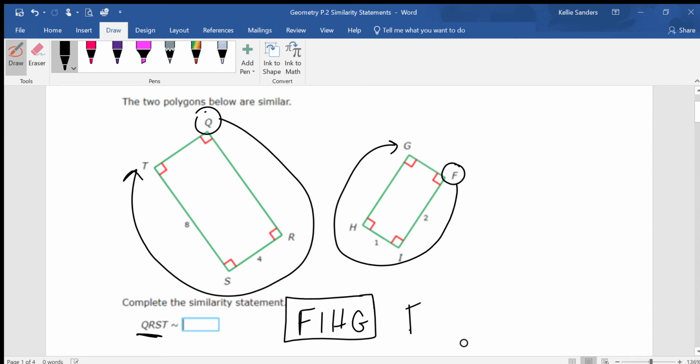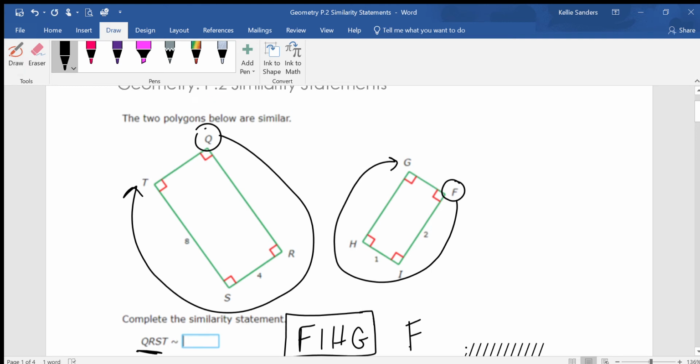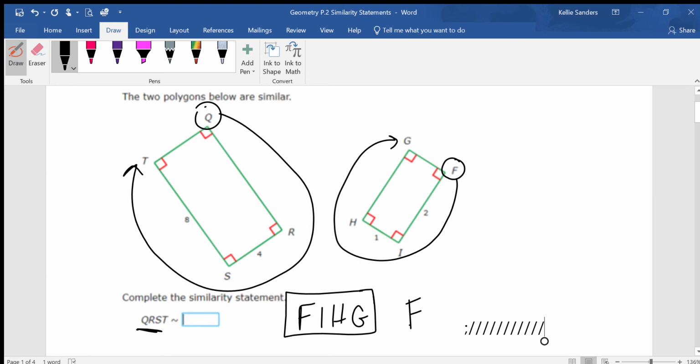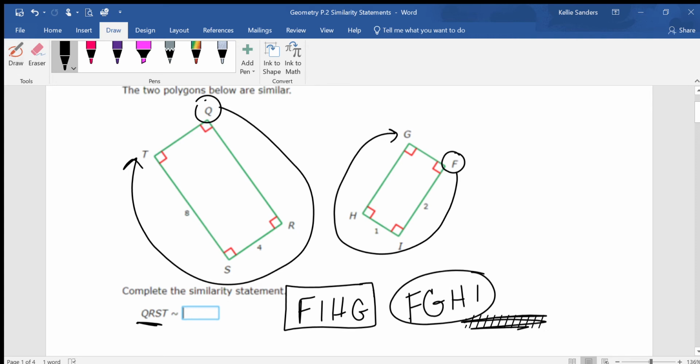You could have said F, oops, my bad, F, G, H, I. You could have started with I, H, or G and just went in that order. There are multiple correct answers.